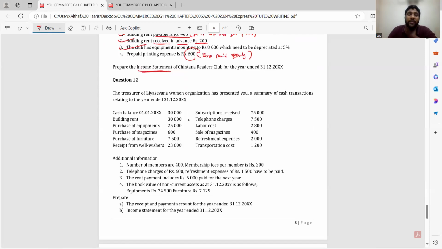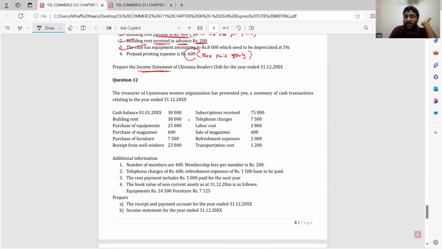So here what they have given: the treasurer of the Liaison Women Organization has presented you the summary of cash transactions relating to the year, and they have given some additional information. They are asking us to prepare the cash receipt and payment account, then the income statement. Before preparing the income statement, we have to prepare the cash receipt and payment account. That one, people, we learned last week. So let's do it quickly.